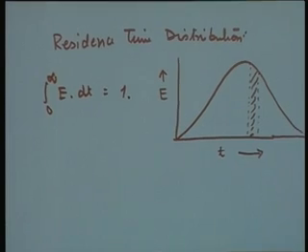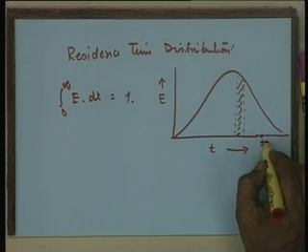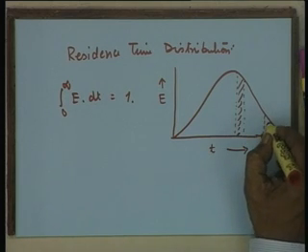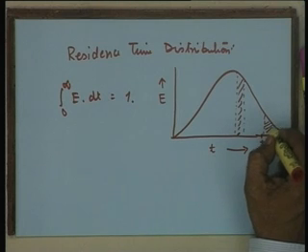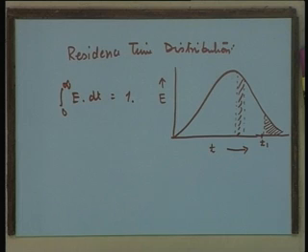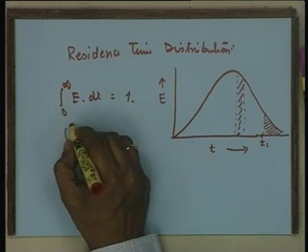And of course, now if you consider any fraction at time t1, the fraction of the exit stream which has an age less than t1 will be the integral from 0 to t1 of E dt.